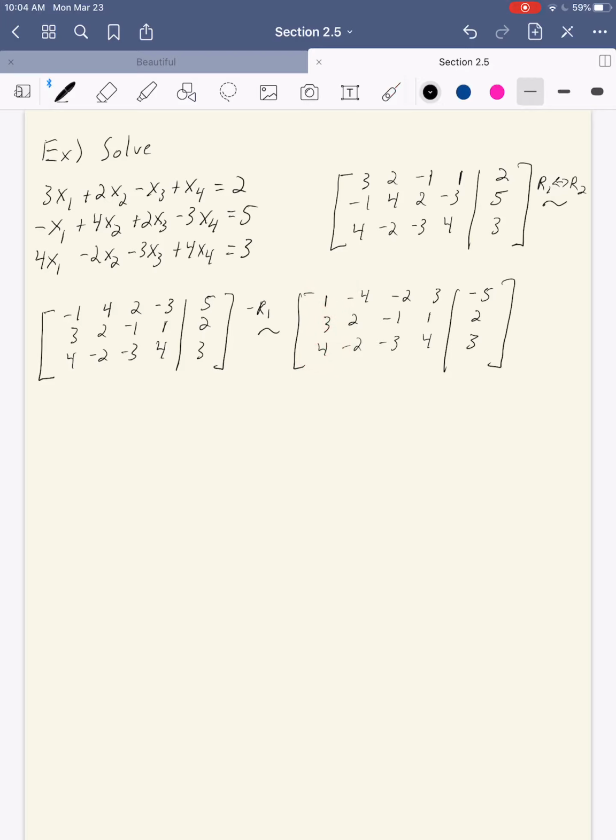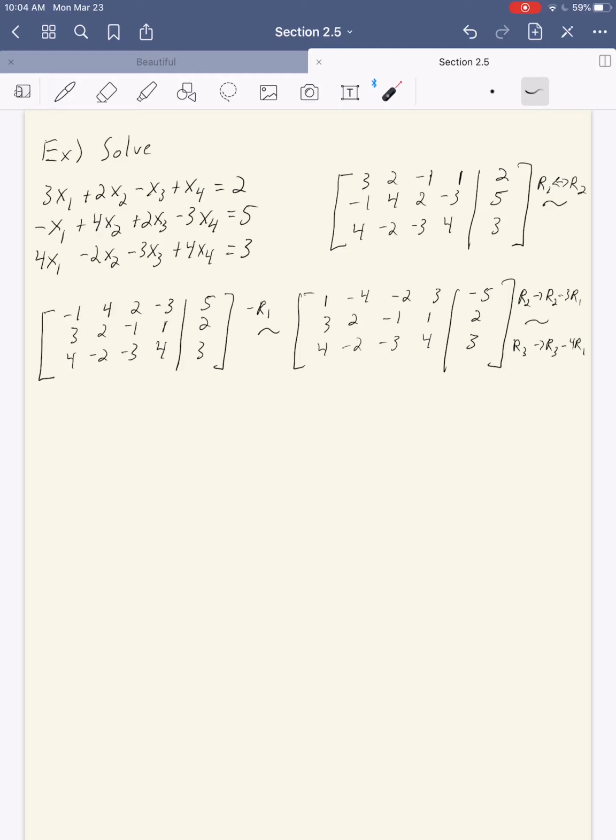So let's go ahead and do that. We're going to do row 2 minus 3 row 1. Oh, that's not quite the notation we've been using. So let's replace R2 with R2 minus 3R1, and we'll replace R3 with R3 minus 4R1.